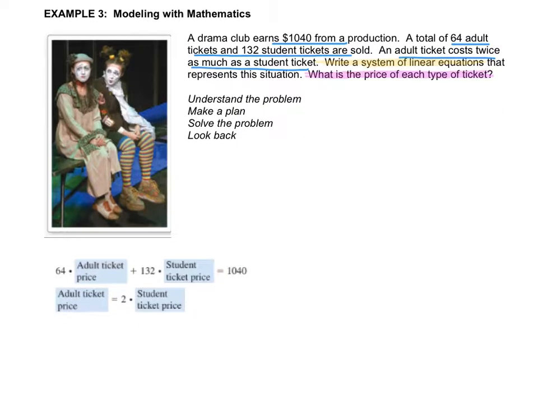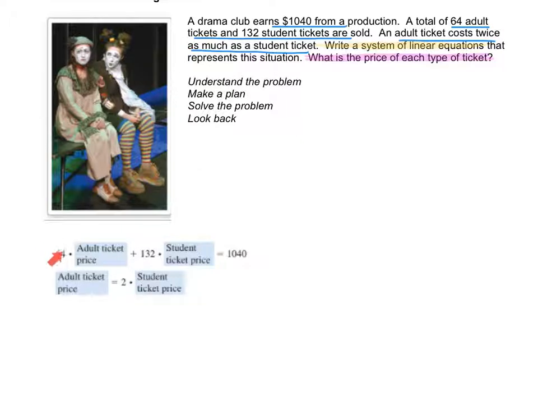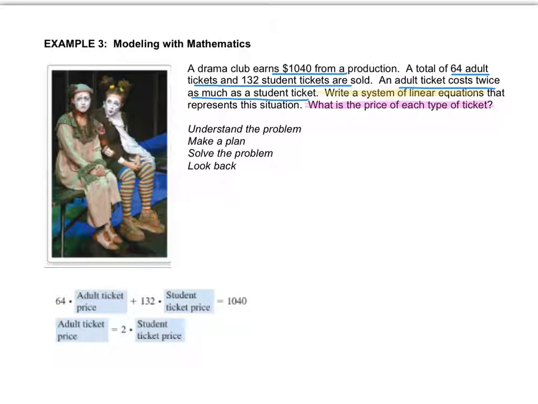So let's look. They told us that we're going to do 64 times the adult ticket price plus 132 times the student ticket price because that's the information that they gave us up here in the story. 64 adults, 132 students. The one thing that they didn't do was they didn't define their variables, so we have to do that for them. So it looks like let's make adult ticket price x. So if x is adult ticket price, then y is going to be student price.